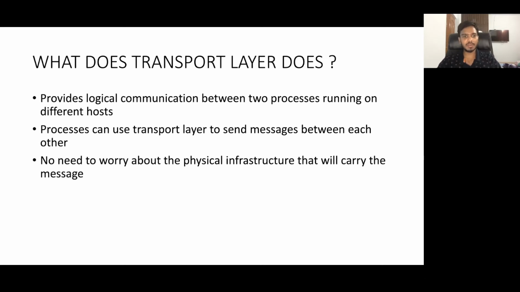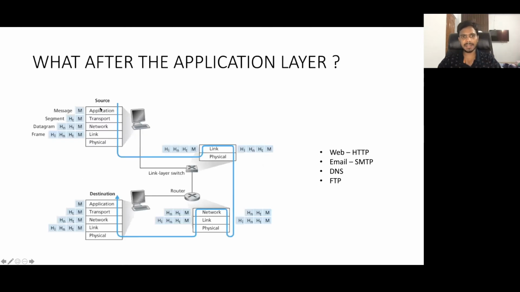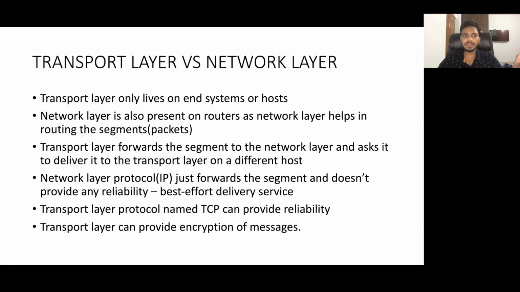And you will not need to worry about the physical infrastructure that will carry the message. So since we have the transport layer here, the application layer will just pass the message through the help of sockets to the transport layer, and the application need not worry about whether that message will be delivered or not. If it is using the TCP protocol, the transport layer will guarantee that the message will be delivered to the destination. So now let's look at the difference between the transport layer and the network layer.